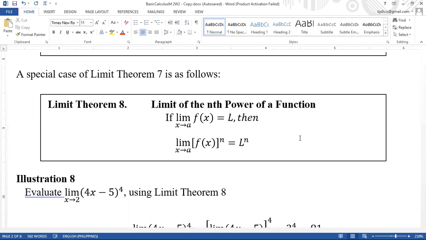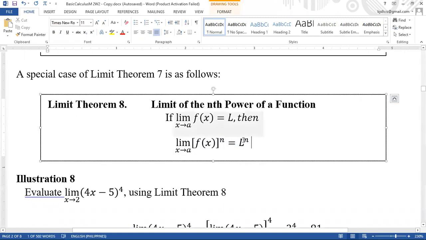Okay, limit theorem 8. The limit of the nth power of a function. If the limit of f of x as x approaches a is equal to L, then the limit of f of x raised to the power of n as x approaches a is equal to L raised to the power of n. So what it says is, if the limit of f of x is equal to L, then if it is raised to the power of n, we copy the raised to the power of n as well.